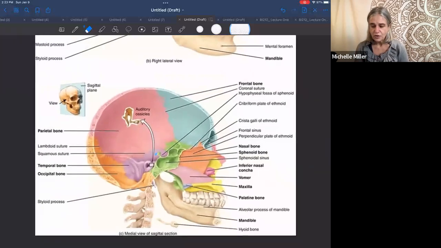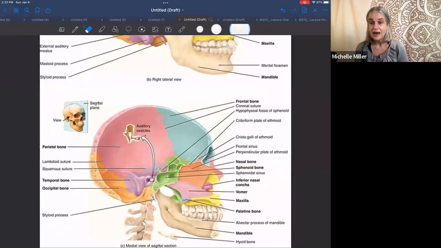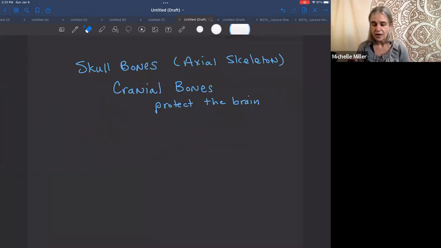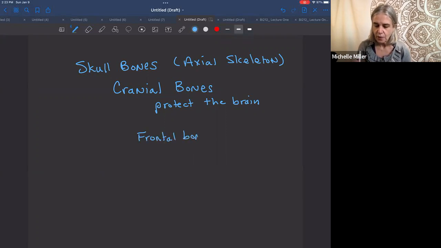So those are the skull bones that you need to be able to identify. So let's write those down. So the cranial bones include the frontal bone. So it's frontal bone. We have the parietal bones because there's one on each side.